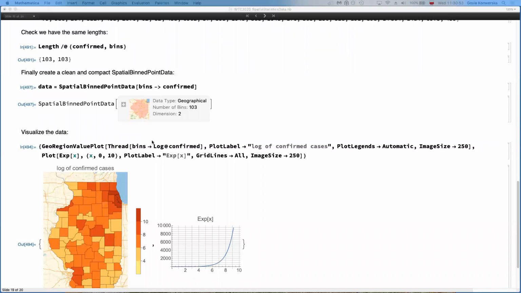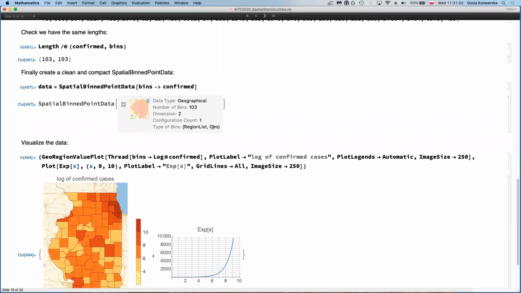Okay. Oh, the good thing is that you can see now the output of the spatial bean point data. That will tell you that it's geographical data. We have 103 beans, and it tells you that the type of beans was given as a list.